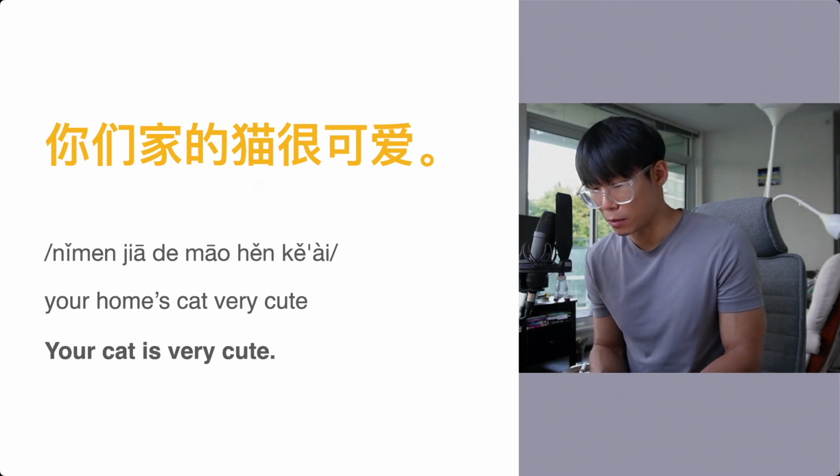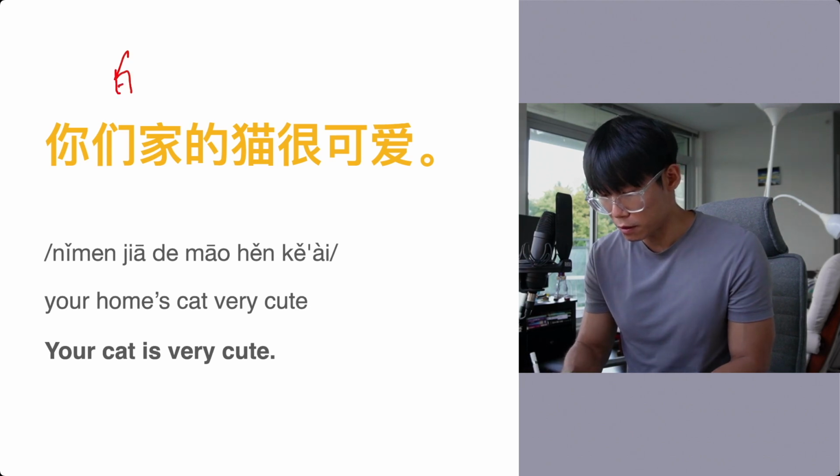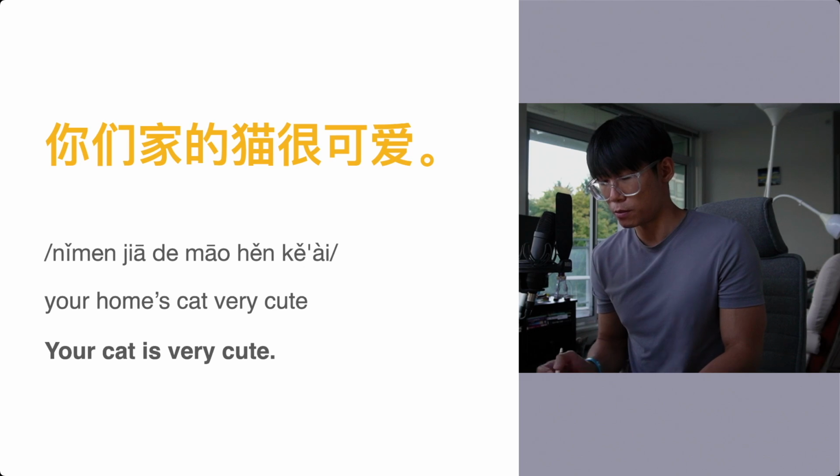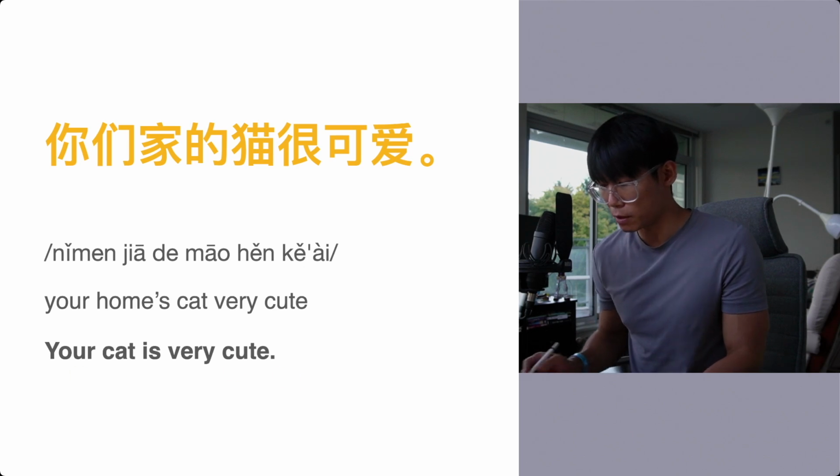你们家的猫很可爱. You can also add a 的 here if you want: 你们的家的猫, literally. But usually we just say 你们家的猫, not 你们的家的猫. 你们家的猫很可爱. The cat in your home is very cute, or simply, your cat is very cute.